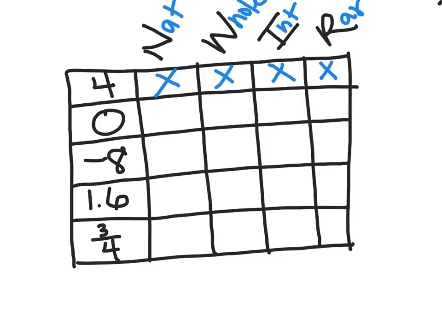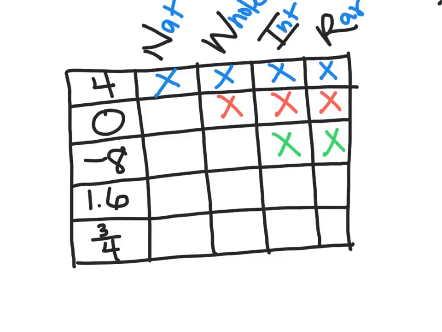My next number is 0. My parents did not teach me how to start counting at 0. They told me to start counting at 1, so 0 is not a natural number. 0 is a whole number, which means that it is an integer, which means that it is rational. The number -8 is not a natural number. It does not start at 1. It's also not a whole number because whole numbers start at 0. It is a positive or negative whole number, which makes it an integer, which means that it is also a rational number.